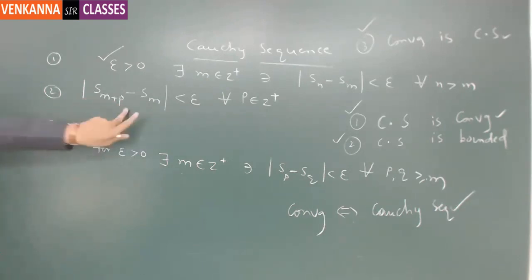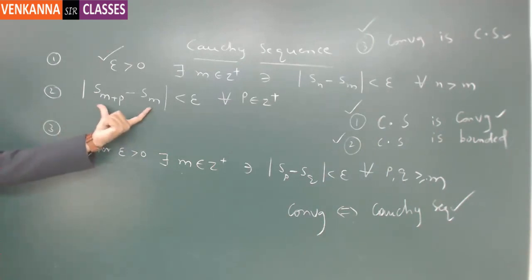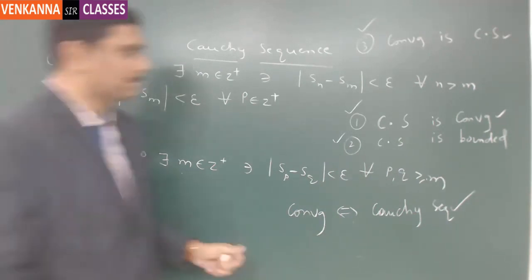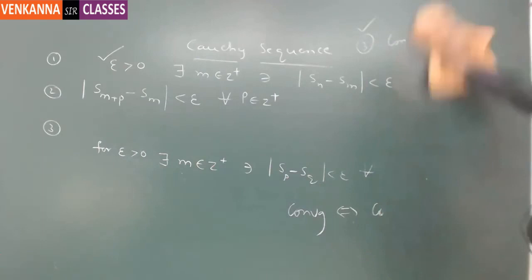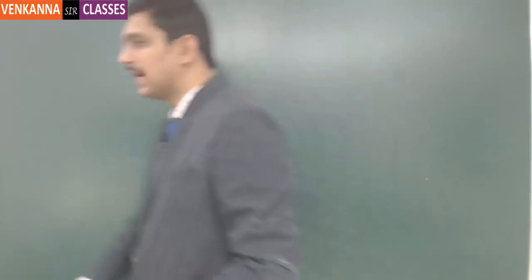And this property, as and when you use it in solving problems, we call Cauchy's general principle of convergence. If we use this expression, we call it Cauchy's general principle of convergence. Right. So can I erase? Fine. Once you have done a problem, you will get the idea of what it actually is.